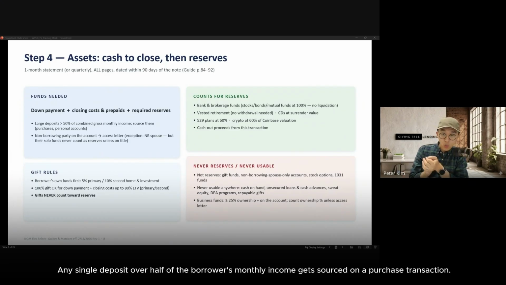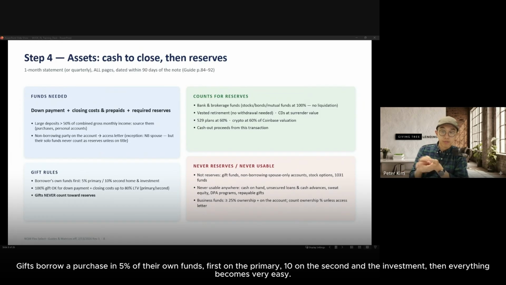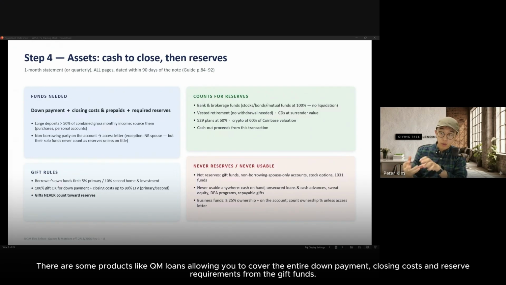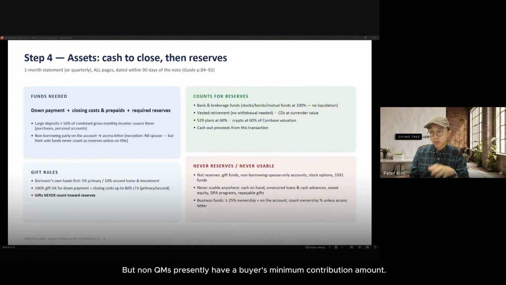Any single deposit over half of the borrower's monthly income gets sourced on purchase transactions. Gift: if the borrower puts in 5% of their own funds first on the primary, and 10% on the second home and the investment, then everything becomes very easy. There are some products like QM loans allowing you to cover the entire down payment, closing costs, and reserve requirements from gift funds, but non-QMs surprisingly have a borrower's minimum contribution amount.